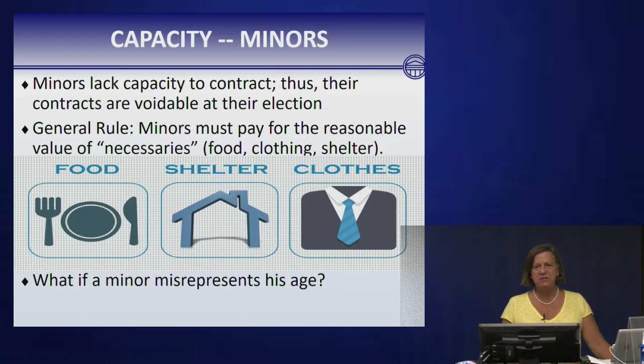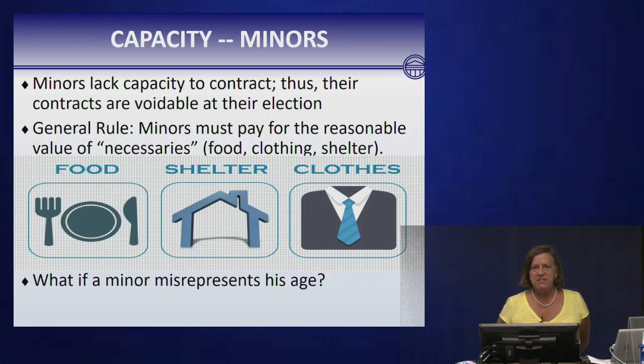Capacity to contract. We talked about minors. We also talked about people legally adjudicated incompetent, but let's begin with minors. A minor is said to lack capacity to contract, and what this means is that any contract a minor makes during their minority is revocable at the election of the minor.